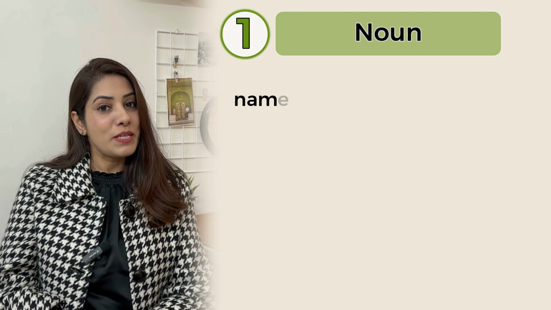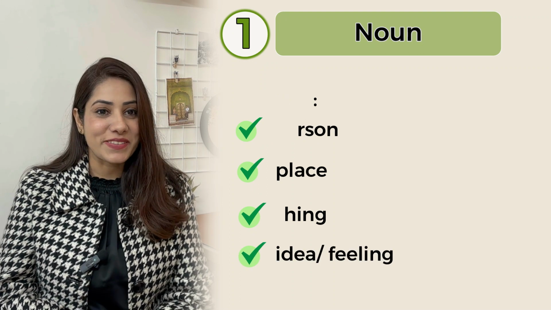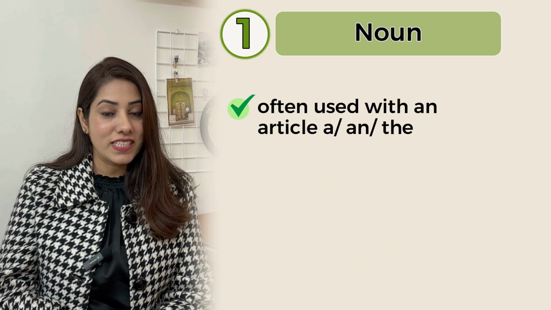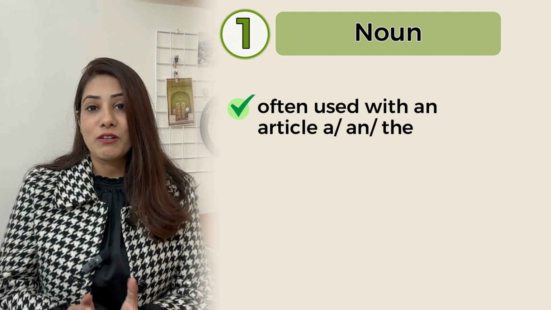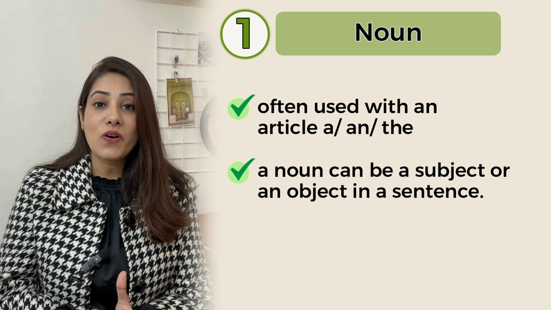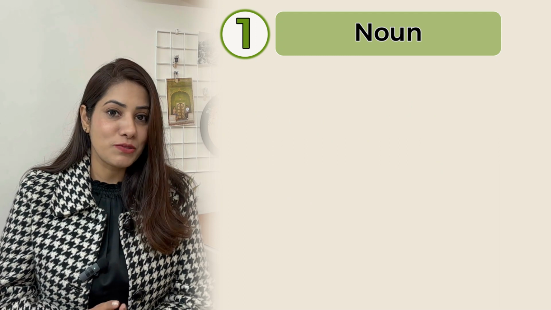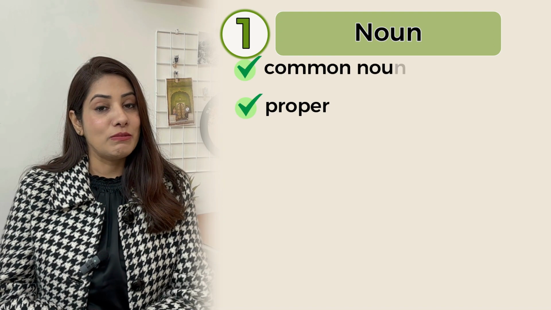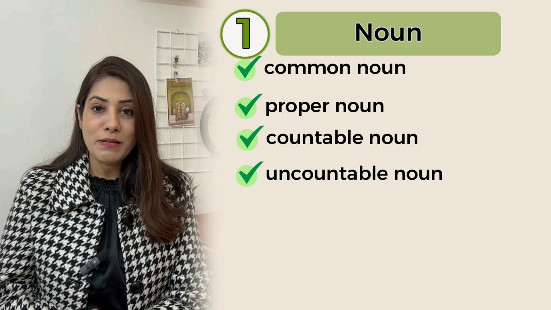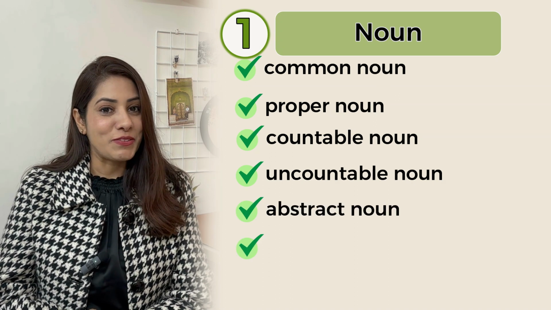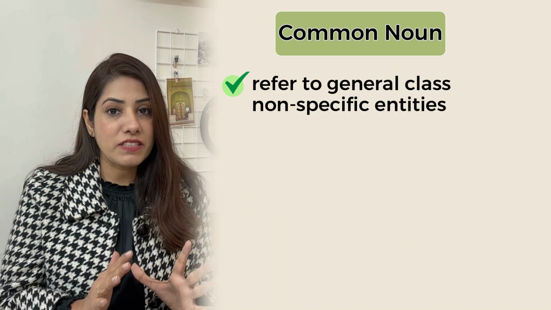Nouns. A noun is the name of a person, place, thing, an idea, or a feeling. A noun is often used with an article, but it's not mandatory to use an article before a noun. A noun can be a subject or an object in a sentence. The nouns can be categorized mainly into these types: common noun, proper noun, countable noun, uncountable noun, abstract noun, concrete noun, collective noun. Common nouns refer to general class, non-specific entities.